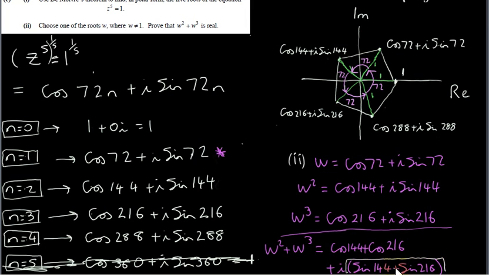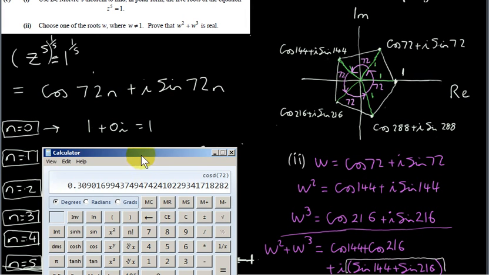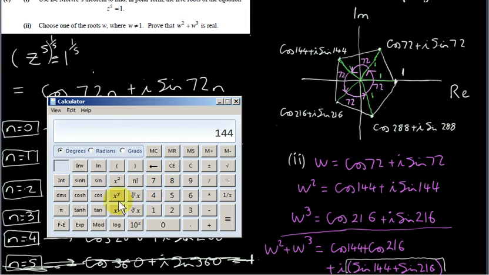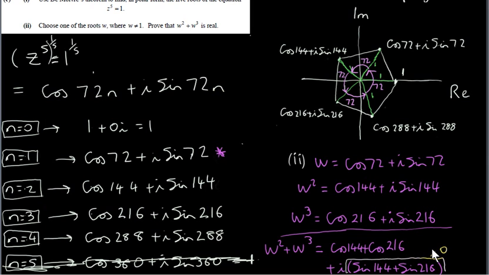So you can just go to your calculator and plug this in. So we get the sine of 144, add on the sine of 216, and we get 0. So now we see that w squared plus w cubed is cos of 144 plus cos of 216, and whatever that is, it's just a real number. The i part drops out. Now this is supposed to be true for any value of w that we take, not just this one here.